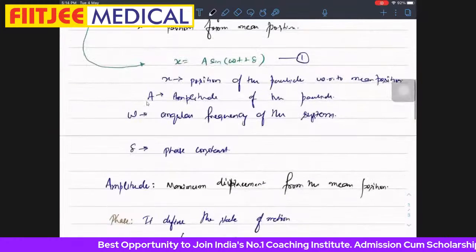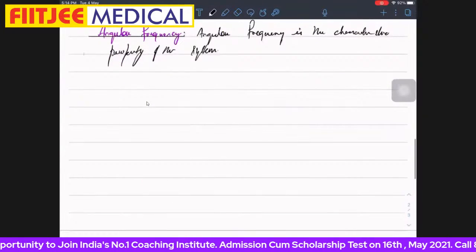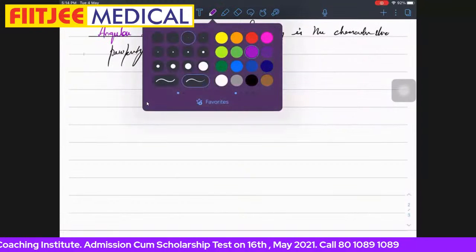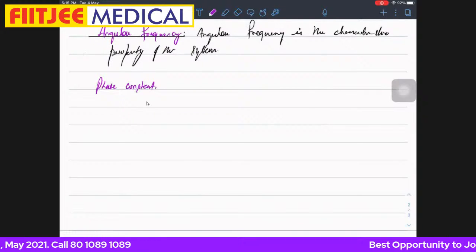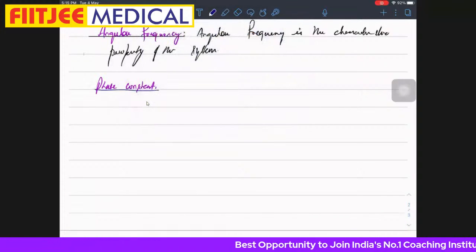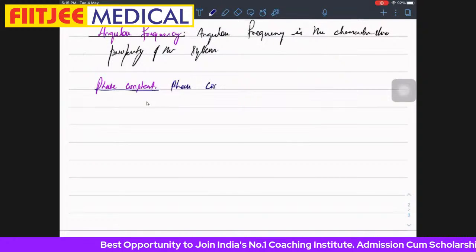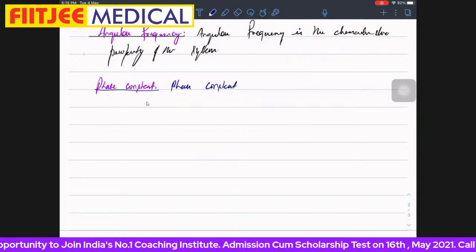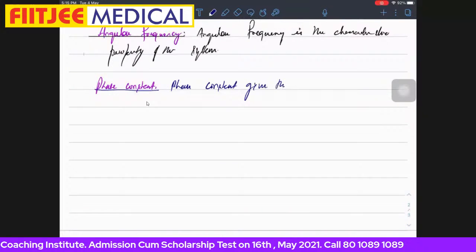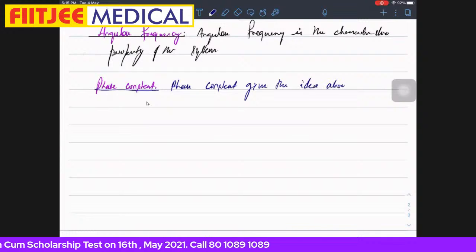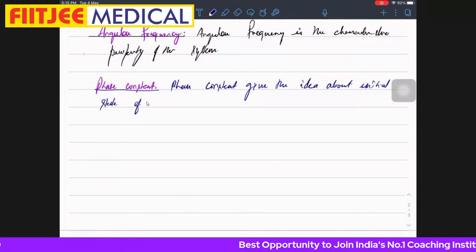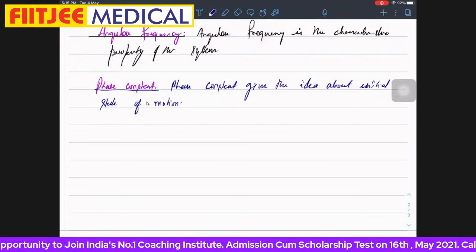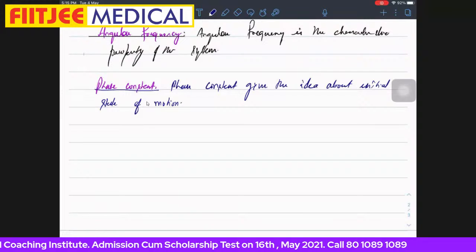Then one more term we have used here, phase constant. What is phase constant? Phase constant gives the idea about the initial state of motion. At t equals 0, what was the position of the particle? What was the velocity of the particle? What was the acceleration of the particle?